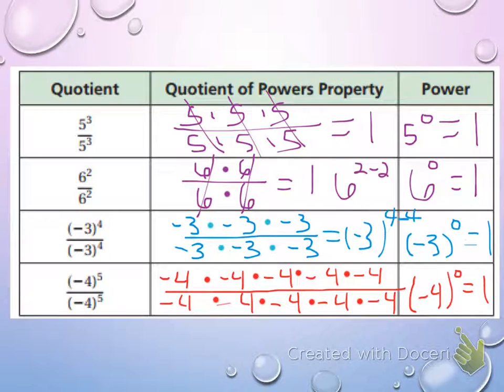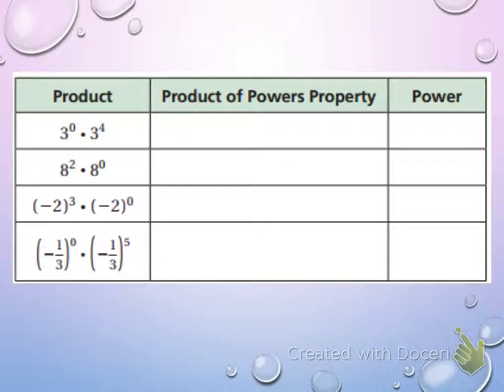If you continue doing these the same way, you'll still end up with all of your negative 3's canceling out. So you get negative 3 to the 0 power, which is still 1. And the same is going to be true for the negative 4 here. All your negative 4's will cancel out. And if you subtract, 5 minus 5 gives you 0, which is negative 4 to the 0, which equals 1. Notice the pattern? Any number to the 0 power is going to be 1.